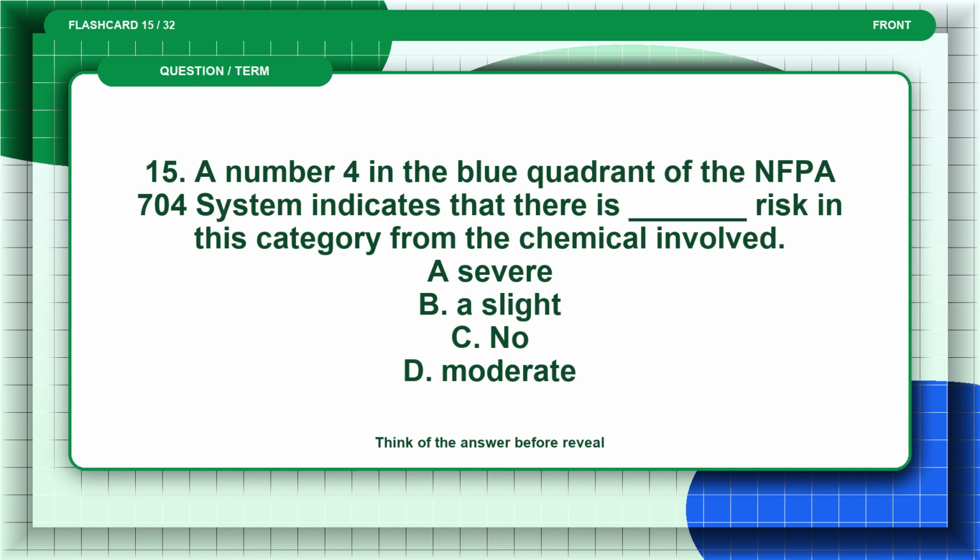Flashcard 15. A number 4 in the blue quadrant of the NFPA 704 system indicates that there is blank risk in this category from the chemical involved. A. Severe, B. Slight, C. No, D. Moderate. Think of the answer before the reveal.